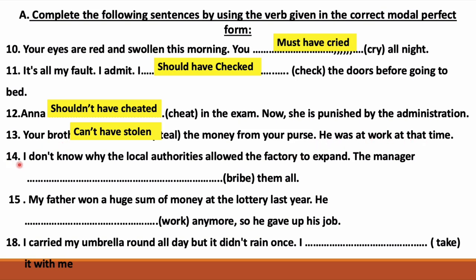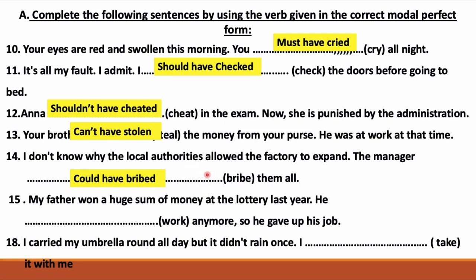14. I didn't know why the local authorities allowed the factory to expand. The manager bribed them all. So we have: could have bribed them all. To bribe means to give money to someone in order that he or she can do something for you. Normally it is illegal, something that is bad. So, could have bribed.